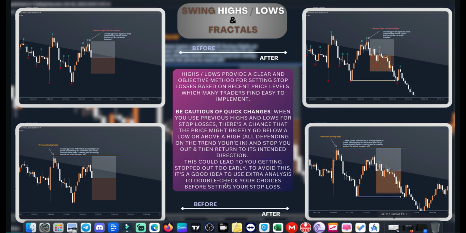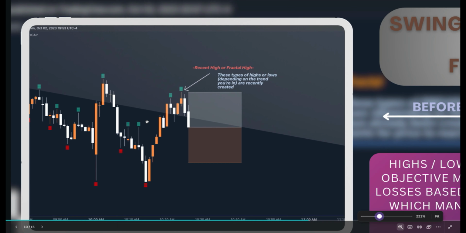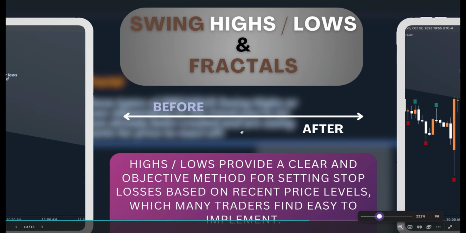Okay, so real quick, let me zoom in. Okay, so recent high or fractal high, and yes, you can use type 1 and type 2 structure. Now, this is actually an old video, that's why you see 2023. So I released this video a long time ago. But anyways, as you can see, I put my stop loss above this high, and check it out.